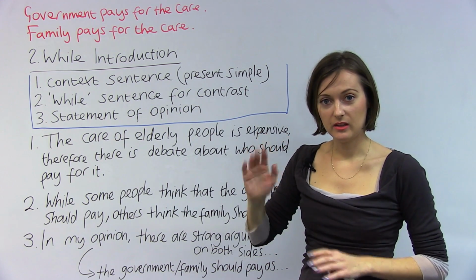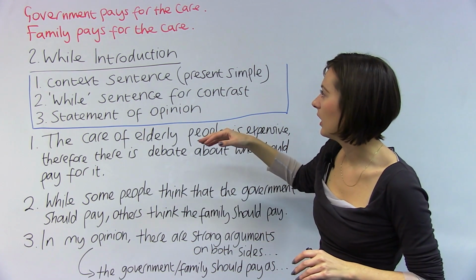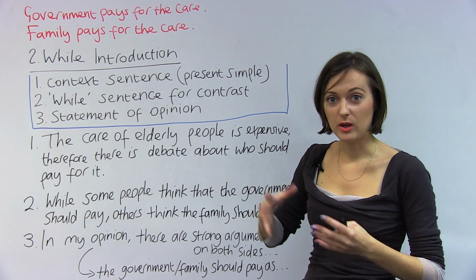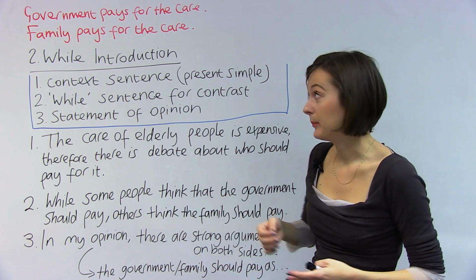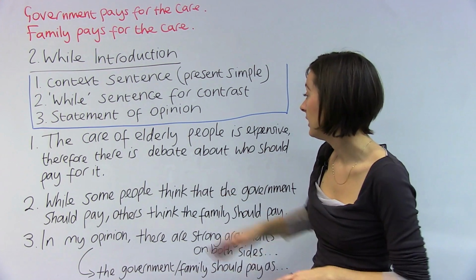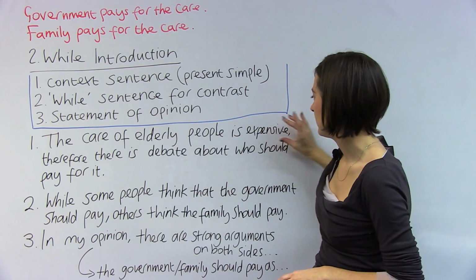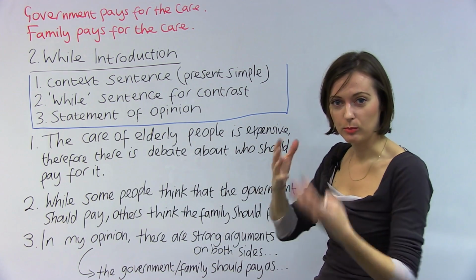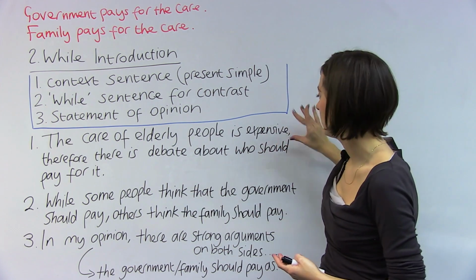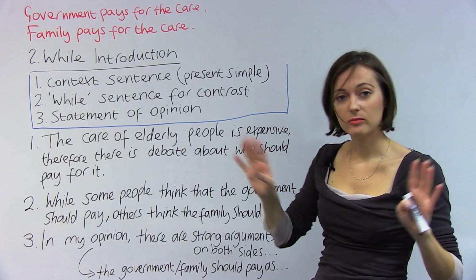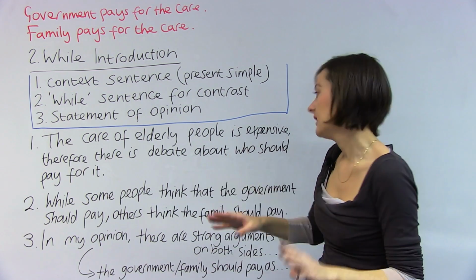Remember that in Britain, elderly people go to live in a home sometimes and the government sometimes pays for them. Well, you're just adding a little bit of opinion there, saying it's expensive. You're showing us what the problem is if you do that. So there you have your context.